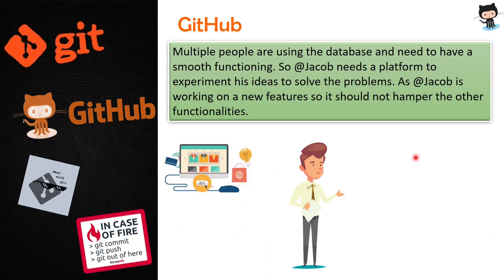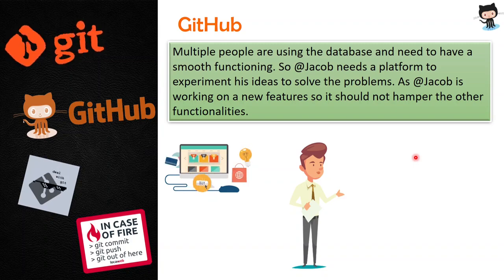Jacob said that now the product is used by many customers. Multiple people are using this database right now and need smooth functionality. We need to have an efficient and smooth functionality, right? So Jacob needs a platform to experiment with his ideas to solve the problems. So what did Jacob do?